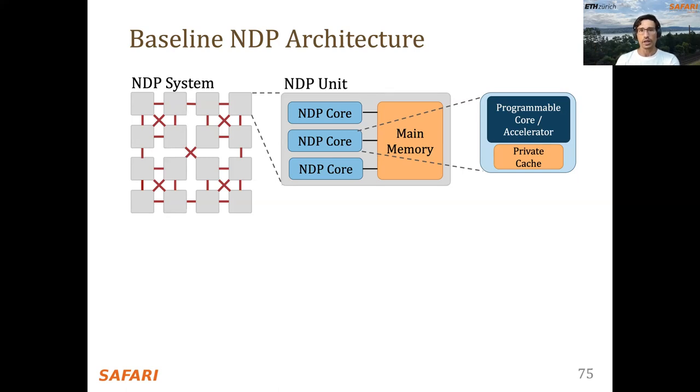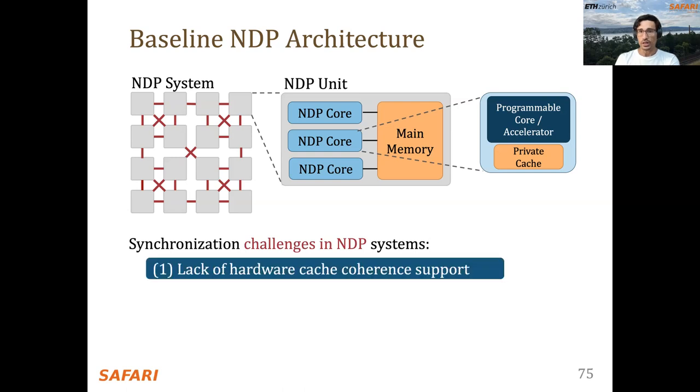Each of these NDP cores might be an accelerator or a programmable core similar to the DPUs in the PIM architecture, and they may also have some private cache or scratchpad. Synchronization challenges in NDP systems, first of all, is that these systems don't have support for cache coherence.